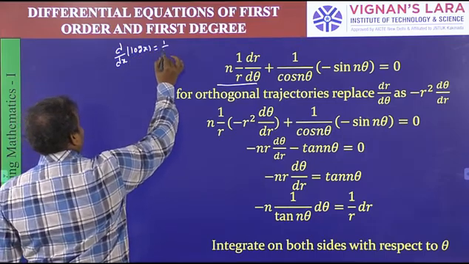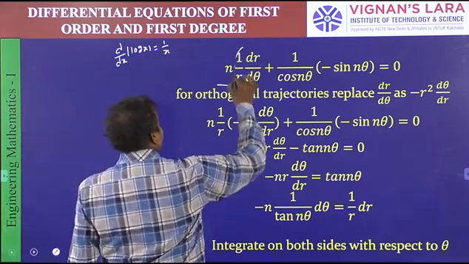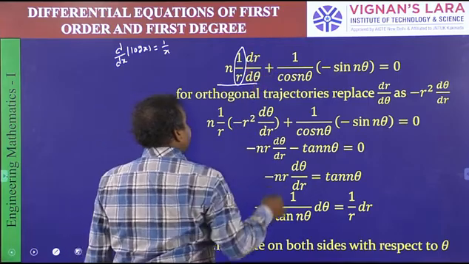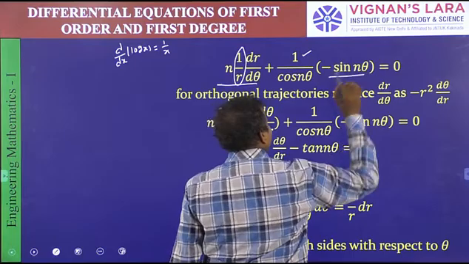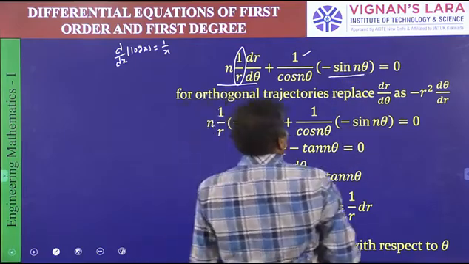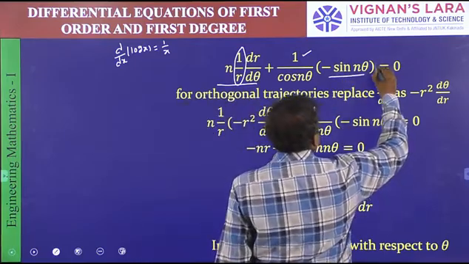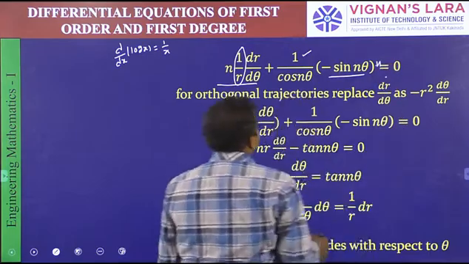Log x derivative is 1, so log r derivative is 1 by r, again r derivative is dr by d theta. Log of cos n theta derivative is 1 by cos n theta, again cos derivative is minus sin n theta, into again n theta derivative is n. So this equals 0.